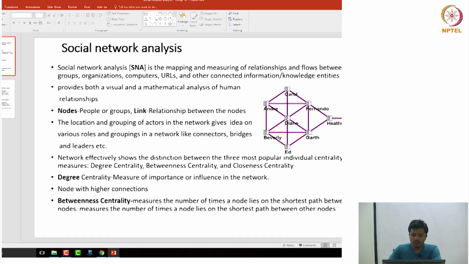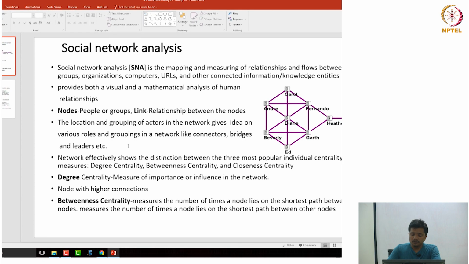The network effectively shows the distinction between the three most popular individual centrality measures in social network analysis: degree centrality, betweenness centrality, and closeness centrality. Degree centrality measures the importance or influence in the network. For example, in this figure, DN has more connections with the other member nodes, so the degree centrality is higher for DN.